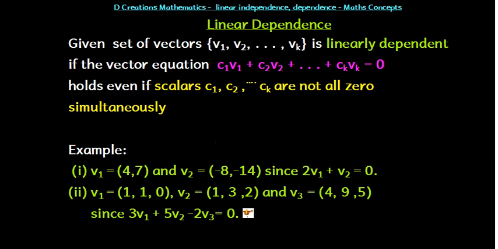Let us see one more example. There are three vectors given: 1, 1, 0, 1, 3, 2 and 4, 9, 5. Now try multiplying the first vector by 3, second vector by 5 and third vector by minus 2 and try to combine them.